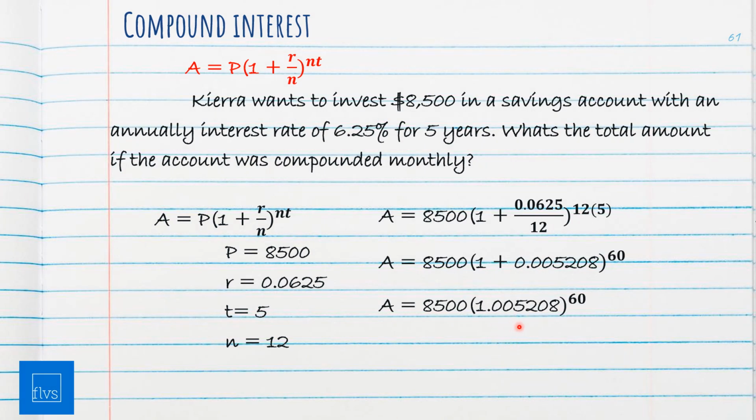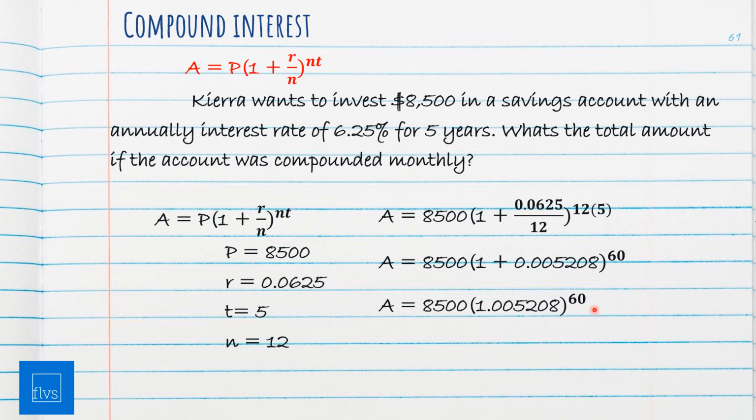So we get 1.005208. Now, the power of 60. When it comes to the power button on your calculator, you should have a button that says X to the power of Y. If you use the calculator on your cell phone, if you turn your calculator sideways, it turns into a scientific calculator. And then you should see that X to the power of Y. It may even say Y to the power of X, but they're the same button.